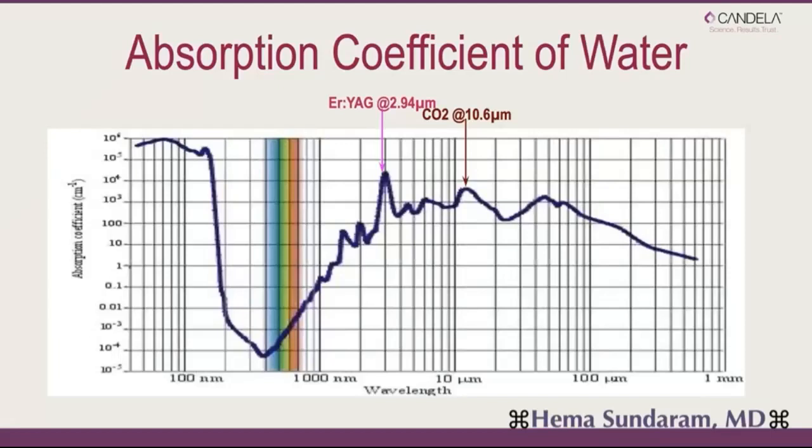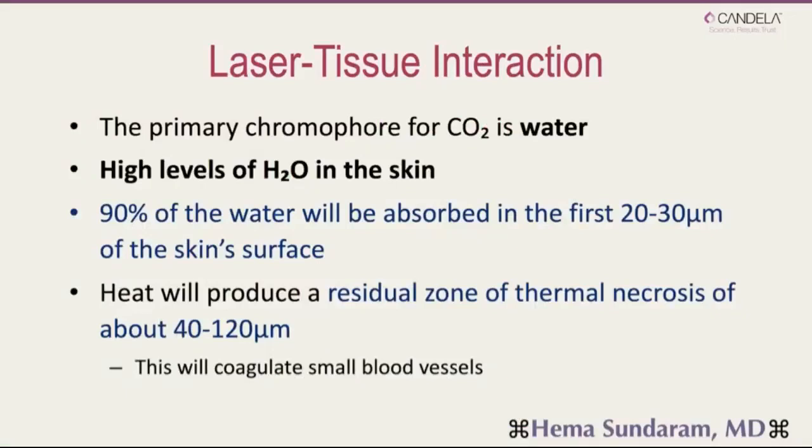We know that the skin and tissues are largely composed of water. So we have high levels of water in the skin. This means that the laser energy will be preferentially targeted and delivered to the skin, which is what we want in order to address photoaging. And this is important: 90% of the water will be absorbed in the first 20 to 30 microns of the skin surface. So we get very precise targeting of that upper level of the skin where we want to address the signs of aging.